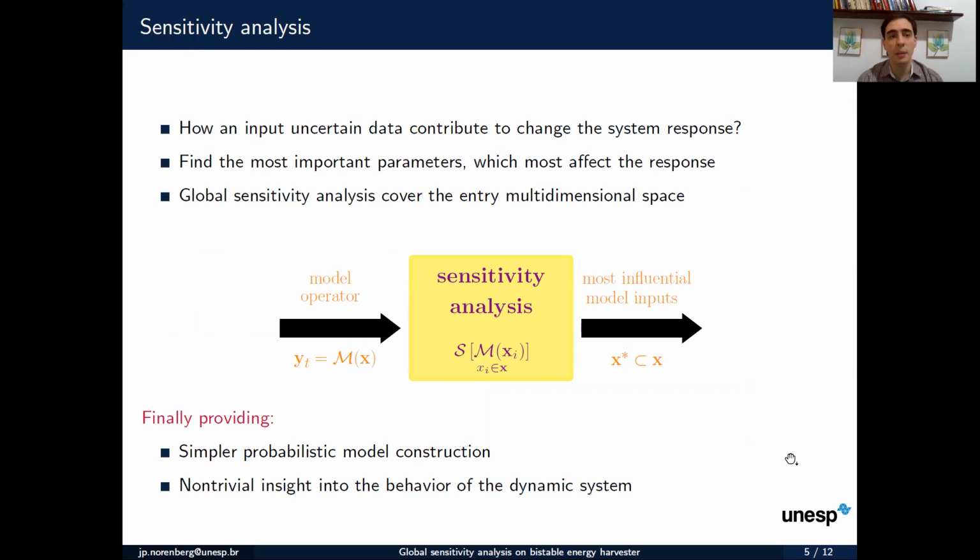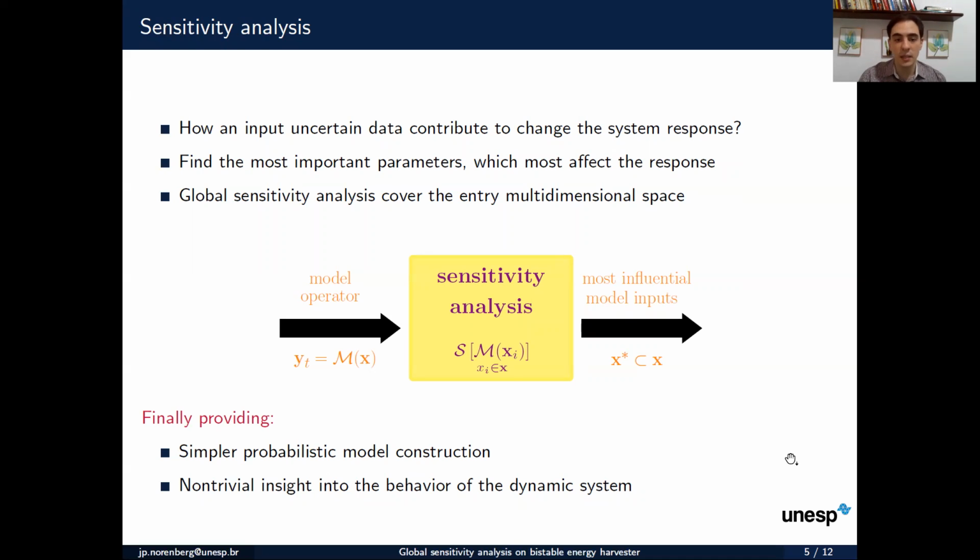Sensitivity analysis is a powerful tool in statistics, and it can provide important information about our model. We can understand how uncertain input data contribute to changing the system response. We can find the most important parameter, which most affects our response. And we can analyze a multidimensional space, as in a global sensitivity analysis. It's very suitable for nonlinear studies.